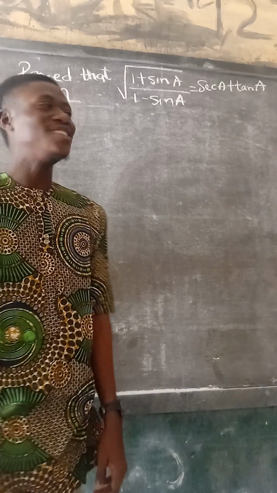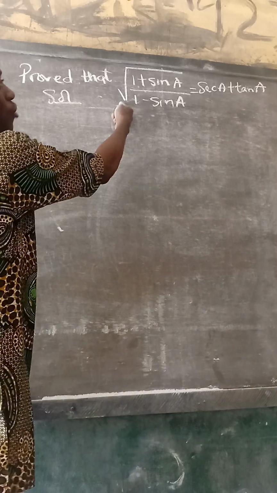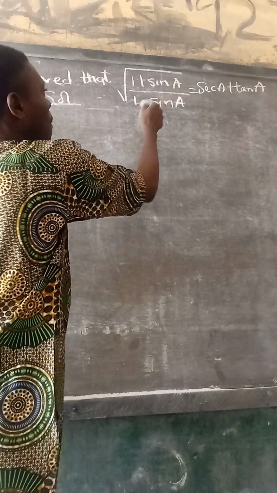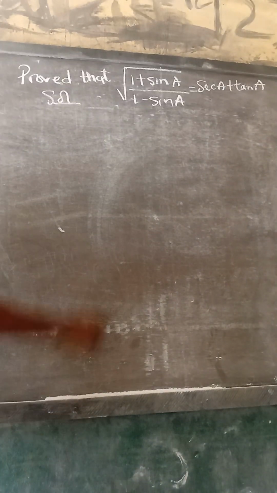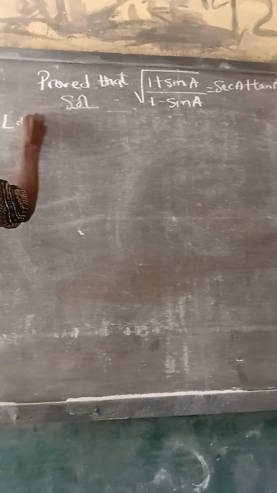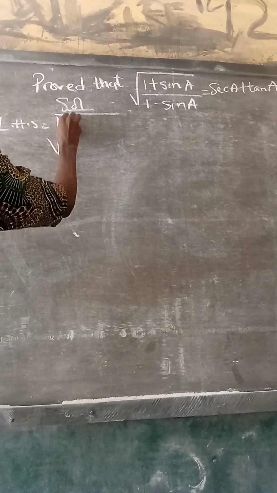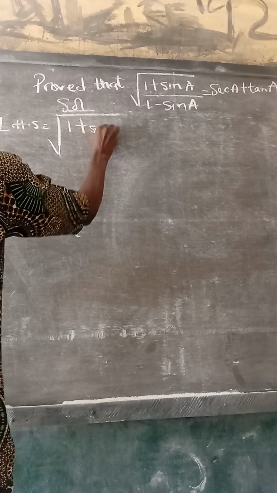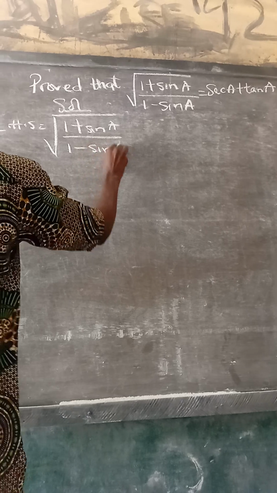Back again. So let's prove this trig identity. It says that the square root of (1 plus sinA) over (1 minus sinA) equals secA plus tanA. To prove this trig identity, we are going to start from our left-hand side: the square root of (1 plus sinA) over (1 minus sinA).